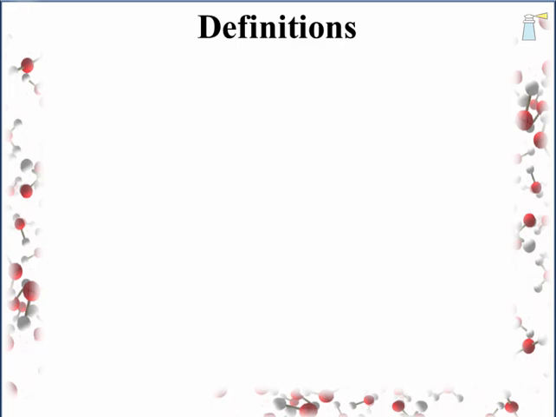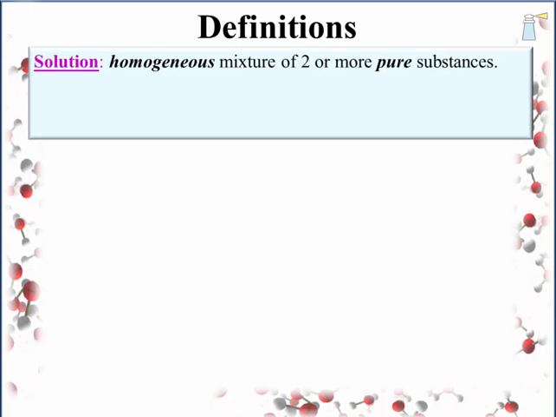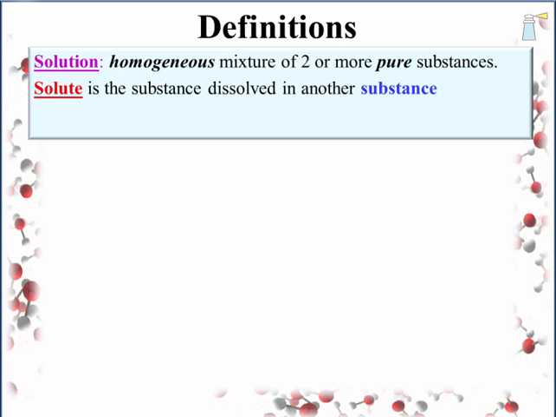First to the definitions. Some of these definitions we've come across before, but some are new. A term we've seen before is solution. It is a homogeneous mixture of two or more pure substances. Within the solution is the solute. It is a substance that is dissolved in another substance. The other important component of the solution is the solvent. It is the substance that dissolves the solute. Together, the solute and the solvent are a solution.